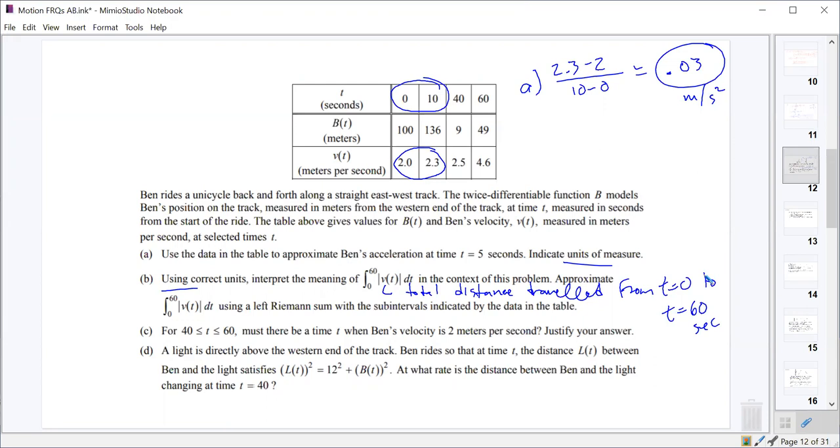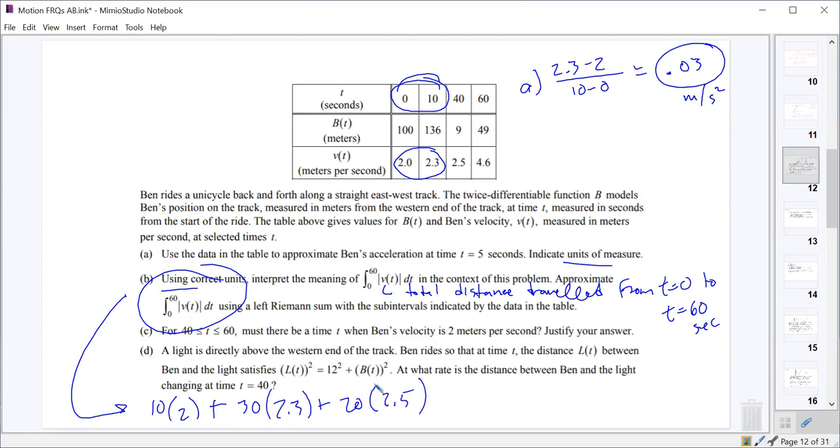Let's find out. All right, let's use the left Riemann sum to evaluate this integral, right? So we're talking absolute value, so we change all of these to positive. Well, they're already positive, so that's easy enough. So for the rest of part B, using a left Riemann sum, our first interval is 10 units, and our height is 2. Our second interval is 30 units, and our height is 2.3. And our last interval is 20 units, and it's 2.5. And what do we get here? 139 meters.